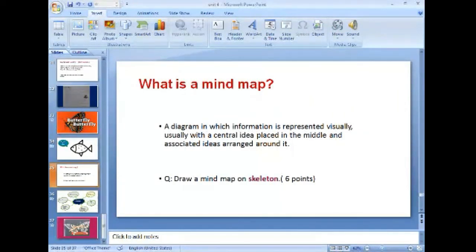So let's see the question. Draw a mind map on a skeleton. Okay, I have given you this home task. Draw a mind map on a skeleton, at least 6 points. What will you do? The main thing is the skeleton, and you have to draw 6 clouds around the skeleton.